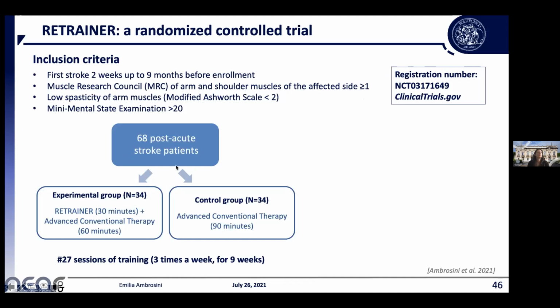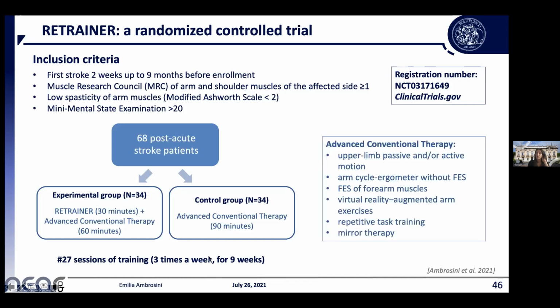In the end, we recruited 68 post-acute stroke patients, who were randomized into 2 groups, the experimental group performing exercises with RETRAINER plus advanced conventional therapy, and the control group performing just advanced conventional therapy. Both groups trained for 90 minutes, and in total we had 27 sessions, so 3 times a week for 9 weeks. The advanced conventional therapy consisted of upper limb passive or active motion, arm cycle ergometer without FES, FES of forearm muscles but no FES of arm muscles, of course, virtual reality, augmented arm exercises, repetitive task training, and mirror therapy.